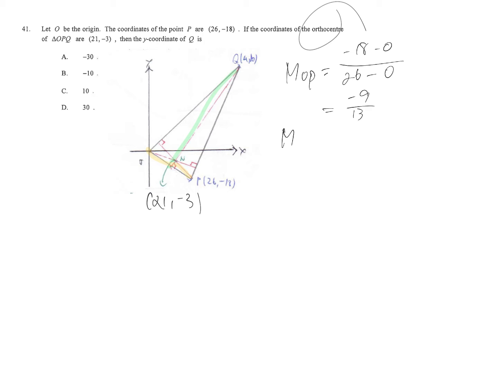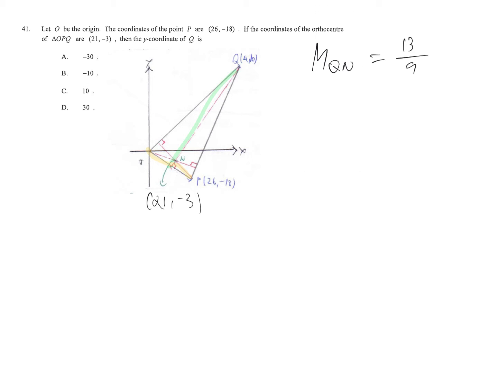So the product of the slopes of OP and QN should equal -1. Now we use our previous finding. Just substitute the slope of OP, then we can successfully find the slope of QN.